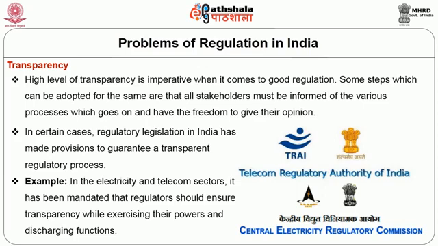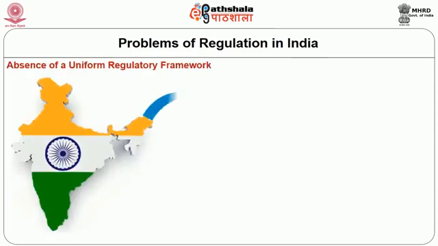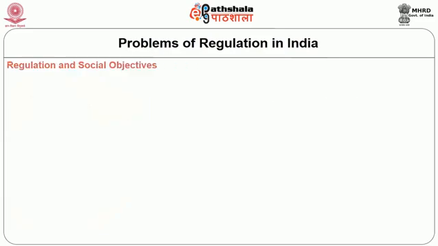For example, in the electricity and telecom sectors, it has been mandated that regulators should ensure transparency while exercising their powers and discharging functions. The next is the absence of a uniform regulatory framework. In India, there is an absence of a single regulatory framework. Regulatory bodies have come up on the basis of the need of different sectors or due to pressure from a multilateral funding agency. This sectoral approach has resulted in an uneven regulatory environment.